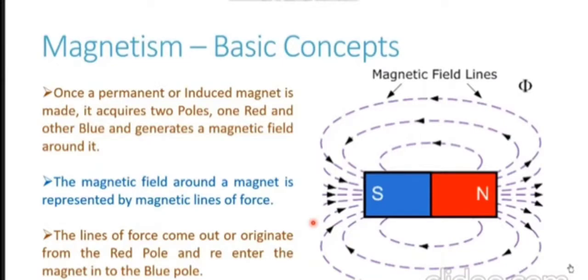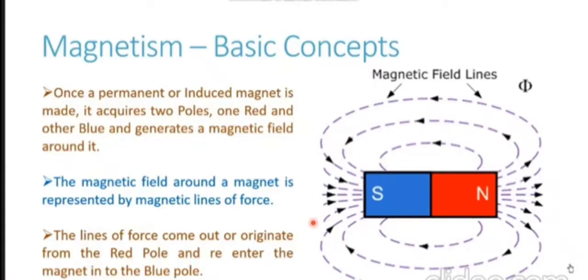So this is a very important property of the magnet. Once it acquires two poles, the red and the blue pole, the magnetic lines of force will always come out of the red pole, and the magnetic lines of force will re-enter into the magnet through the blue pole.